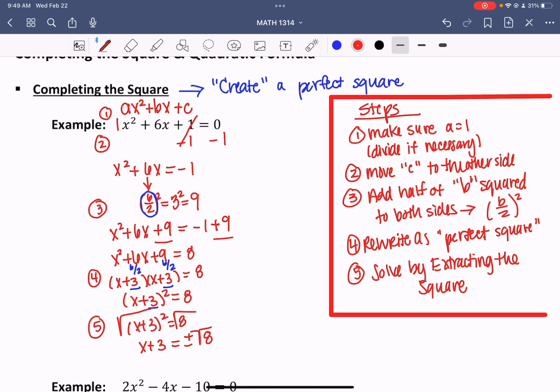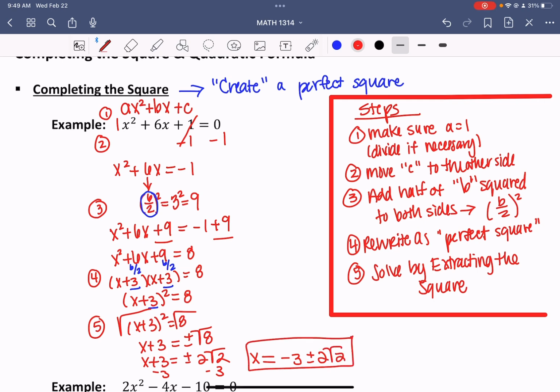And we could reduce that square root of 8 into 2√2 just by doing our prime factor tree. And then subtract 3 from both sides. So x would be equal to −3 ± 2√2.